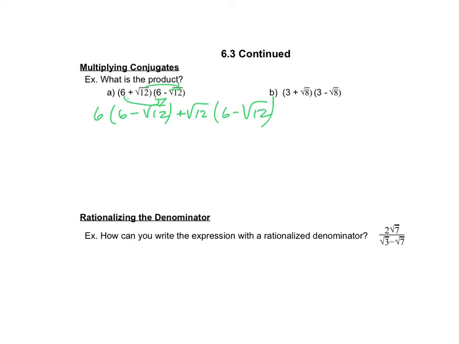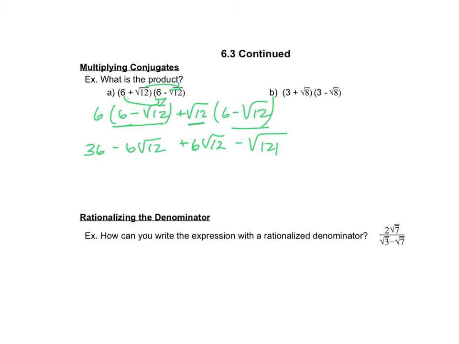And what I've done here is I've gone ahead and just shown you that we are multiplying 6 times the second binomial and multiplying the square root of 12 times the second binomial. And what we get is 36 minus 6 square root of 12. And then here we get plus 6 square root of 12, and then minus the square root of 121.